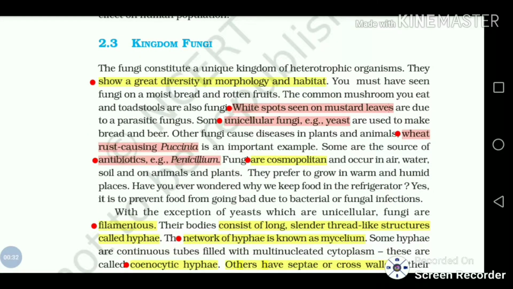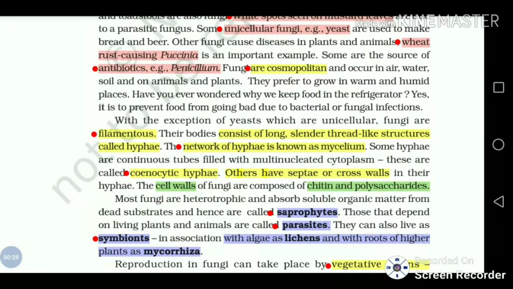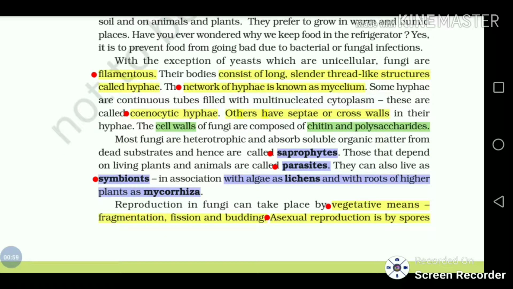And these fungi are filamentous, consisting of long, slender, thread-like structures called hyphae, and a network of hyphae is called mycelium. And these hyphae may be cenocytic, that is multinucleated, or others have septae or cross walls inside the hyphae. Then the cell wall of fungi is made up of chitin and polysaccharide. Their mode of nutrition can be saprophytic, parasitic, or symbiotic, that is maybe with algae as lichens or with roots of higher plants as mycorrhiza.